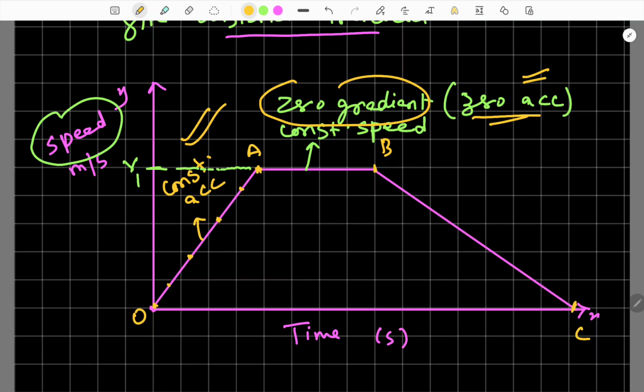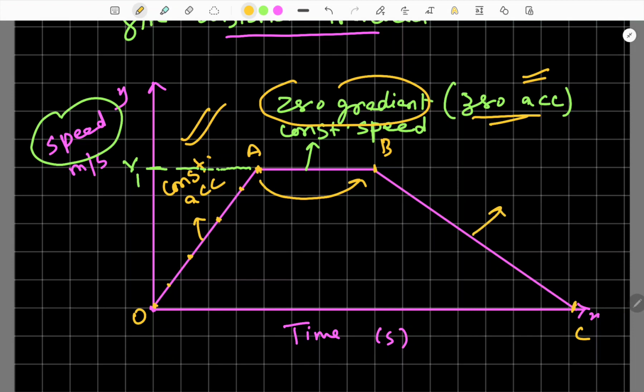Let's say it's a car, the car is moving, right? So beta, don't mix this with the distance-time graph concept. Clarity? So in this part of the journey from A to B, the car or object is moving with a constant speed. Okay? Clarity?